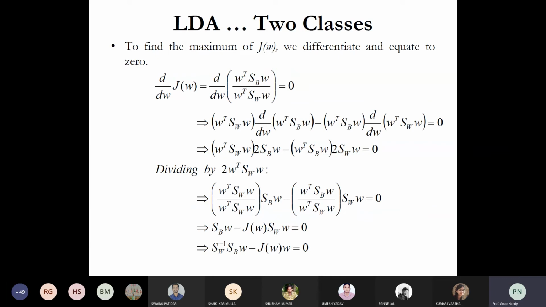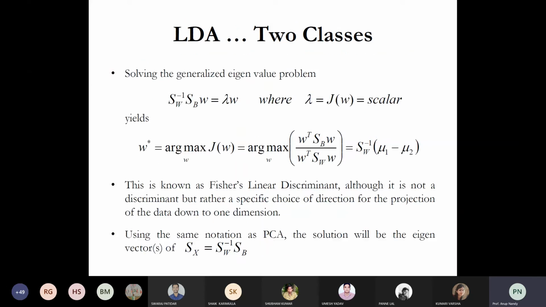So how do you do it? You have to maximize this J(W). Now the same process. Okay, so you will have to differentiate J(W) with respect to W. So these terms will be 0. Then you have to divide it. Then finally, whenever you do it, you are going to have this expression, that SW inverse SB W minus J(W) W is equal to 0. So finally you will end up with this thing. Okay, I'm skipping it, you can see it.